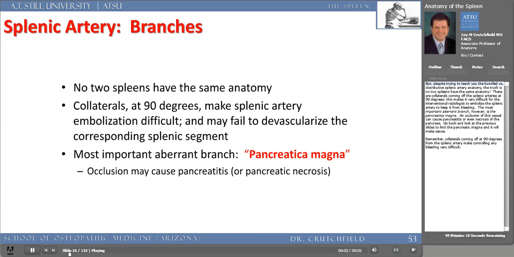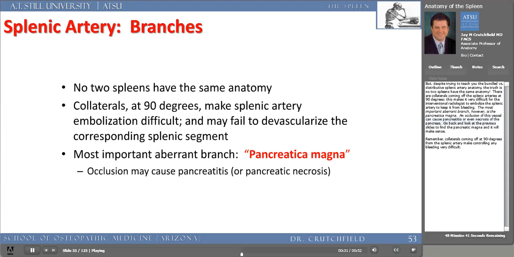But in spite of trying to teach you the bundled versus the distributed splenic artery anatomy, the truth is that no two spleens have the same anatomy. There are collaterals which come off of the splenic artery at 90 degrees. This makes it very difficult for an interventional radiologist to try to embolize the splenic artery to keep it from bleeding. The most important aberrant branch, however, is the pancreatica magna.